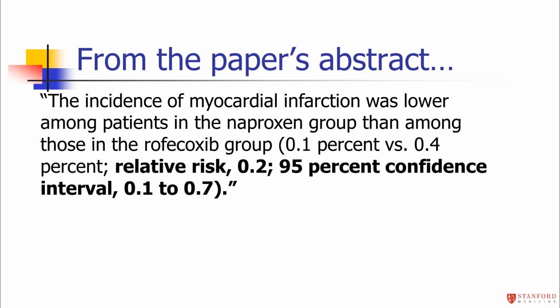Relative risk 0.2, 95% confidence interval 0.1 to 0.7. So notice that when the authors reported the data on GI events, they put the naproxen in the denominator. They put the naproxen as the reference group, but when they report the data on heart attacks, they're flipping things around. They're making Vioxx the reference group. They're putting Vioxx in the denominator, and you can probably think of the reason that they might have wanted to do that. So there are actually two funny things going on here, as I alluded to in the last module.